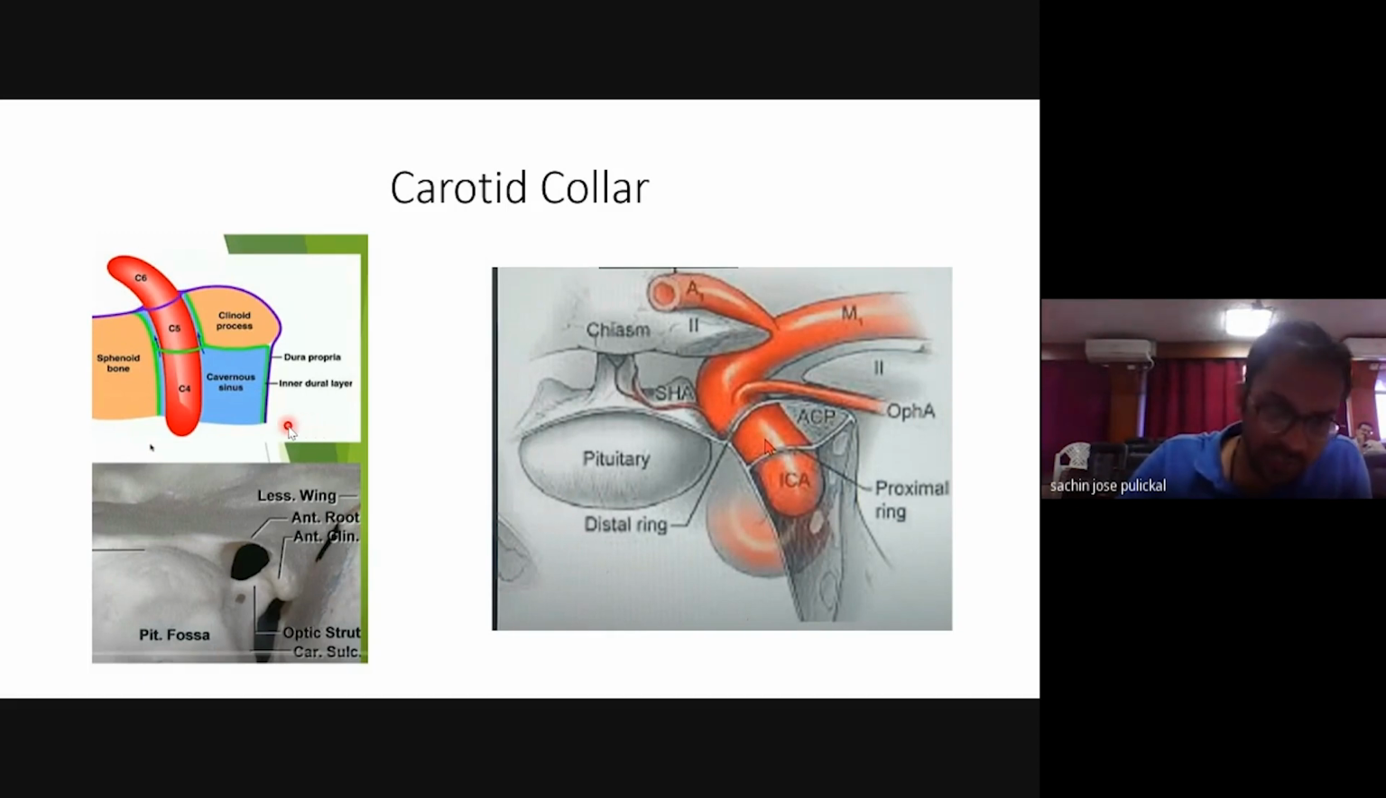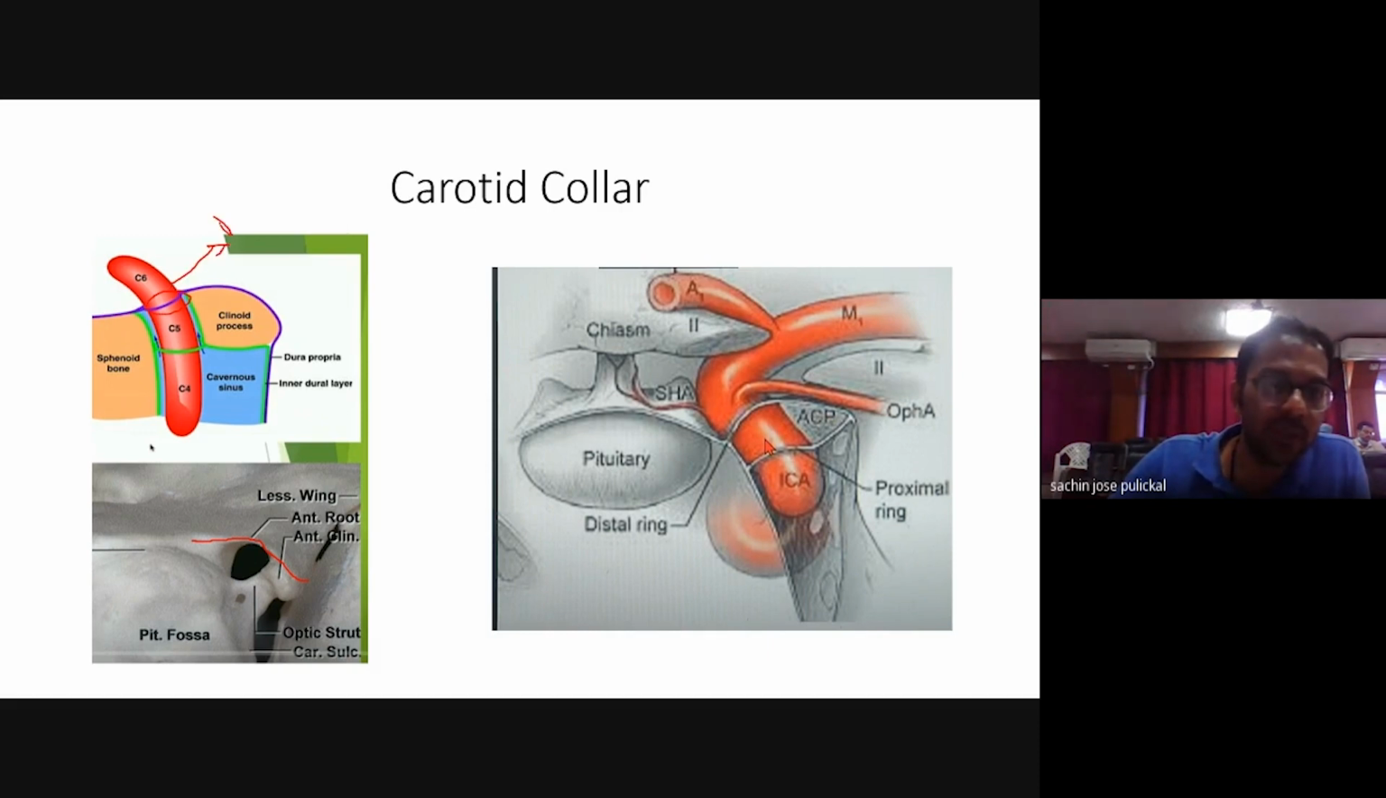As you can see, this is the temporal dura which is coming to the clinoid process. It will split into two. One goes above, one goes below. The one which goes above will form a dural fold along the roof of the optic nerve, which is called the falciform ligament. But anteriorly, the same dural fold will form a ring around the carotid. This ring is called the distal dural ring.